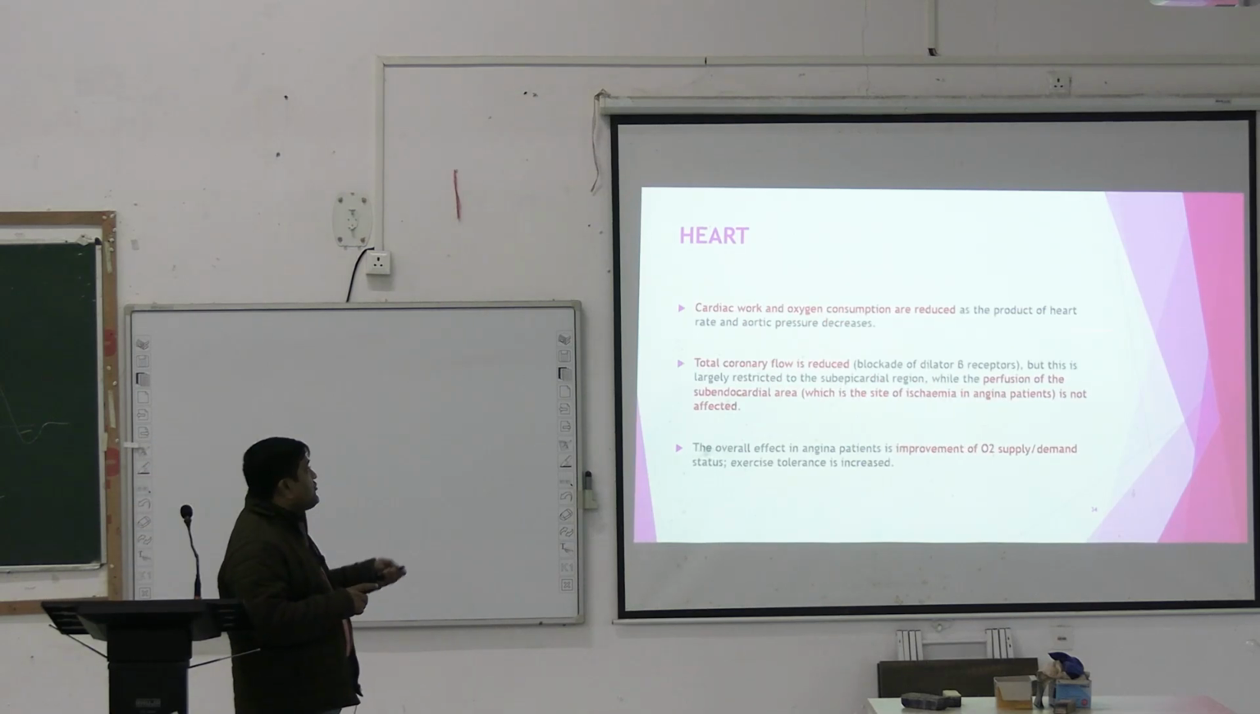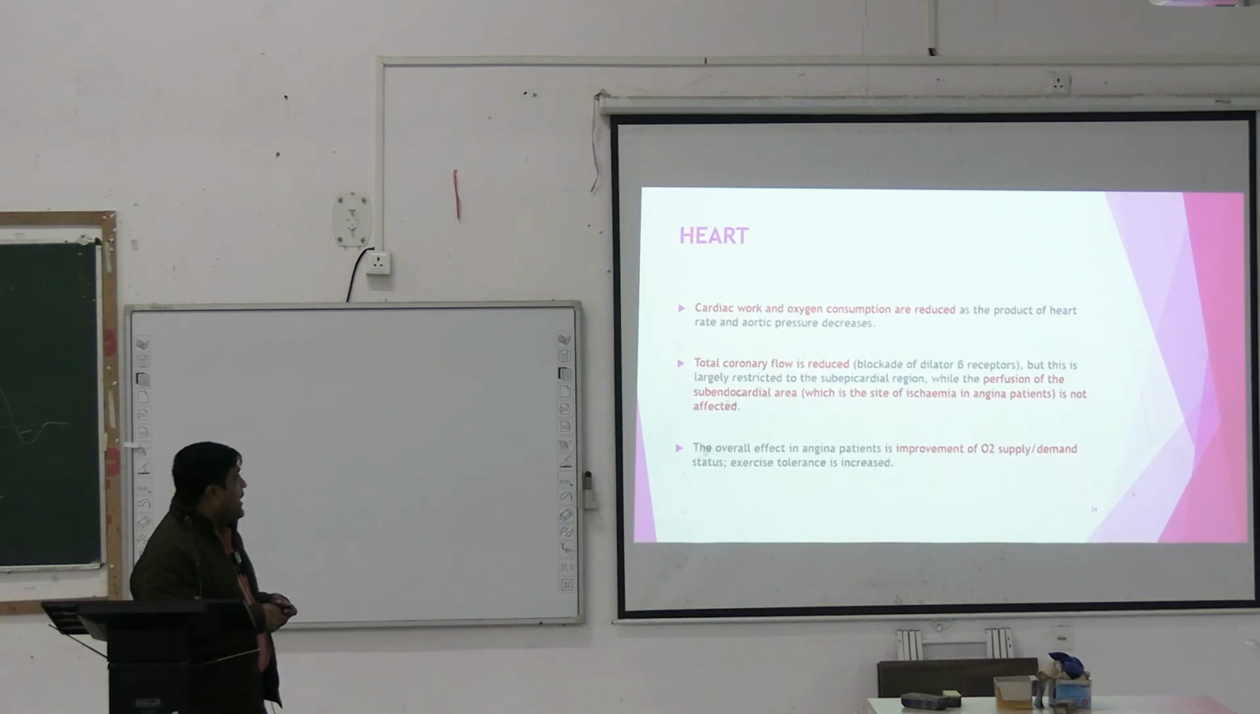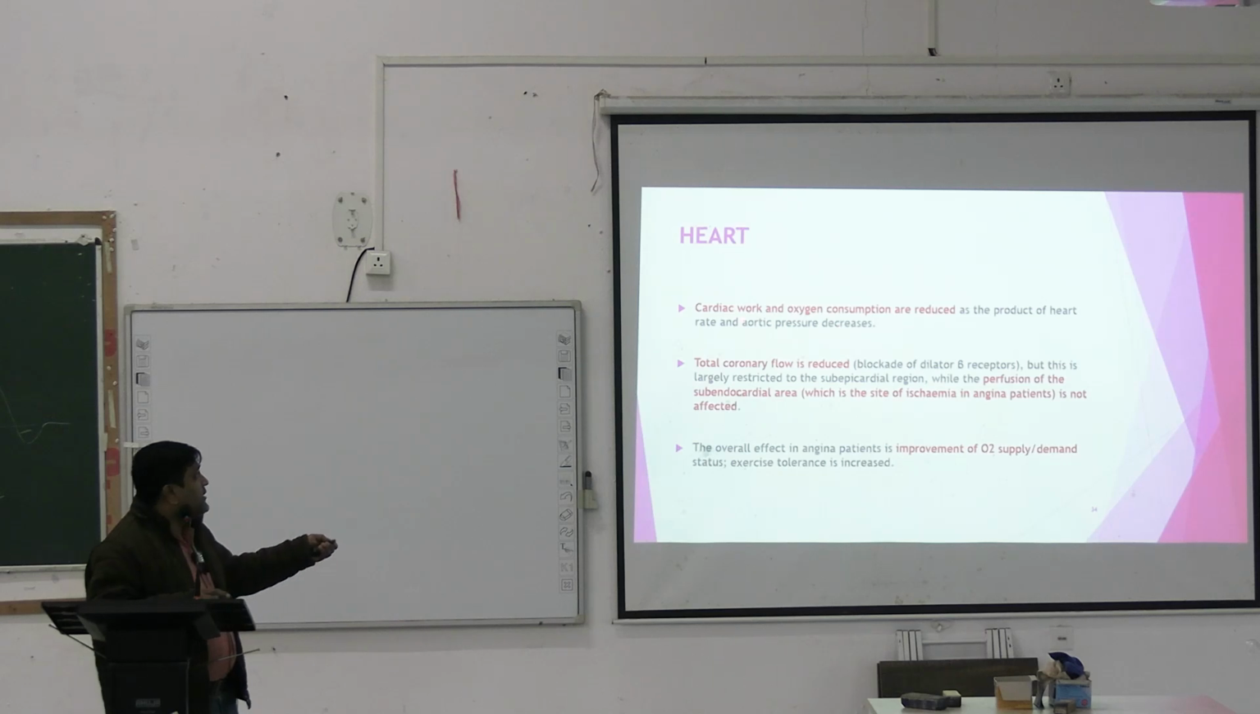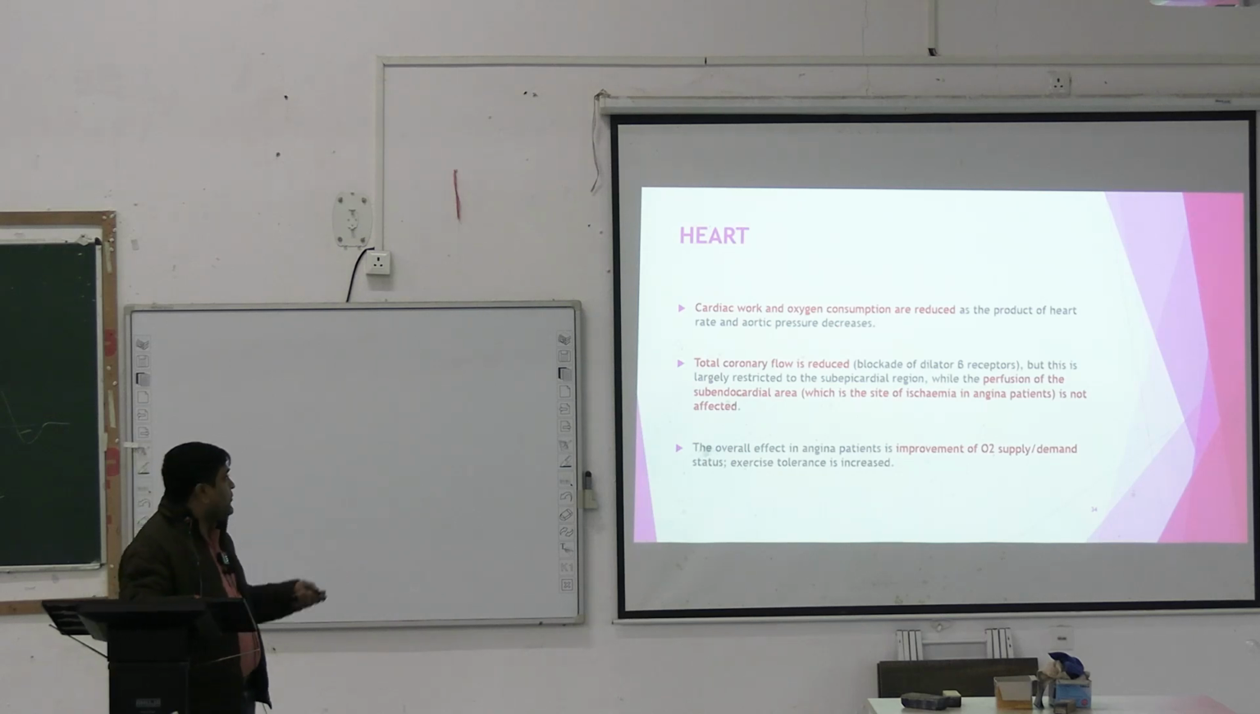Cardiac work and oxygen consumption are reduced as the product of heart rate and aortic pressure decreases. Cardiac output is decreasing, so what will happen? Basically heart rate is decreasing, force of contraction is decreasing, so cardiac work is reduced and oxygen consumption is reduced.